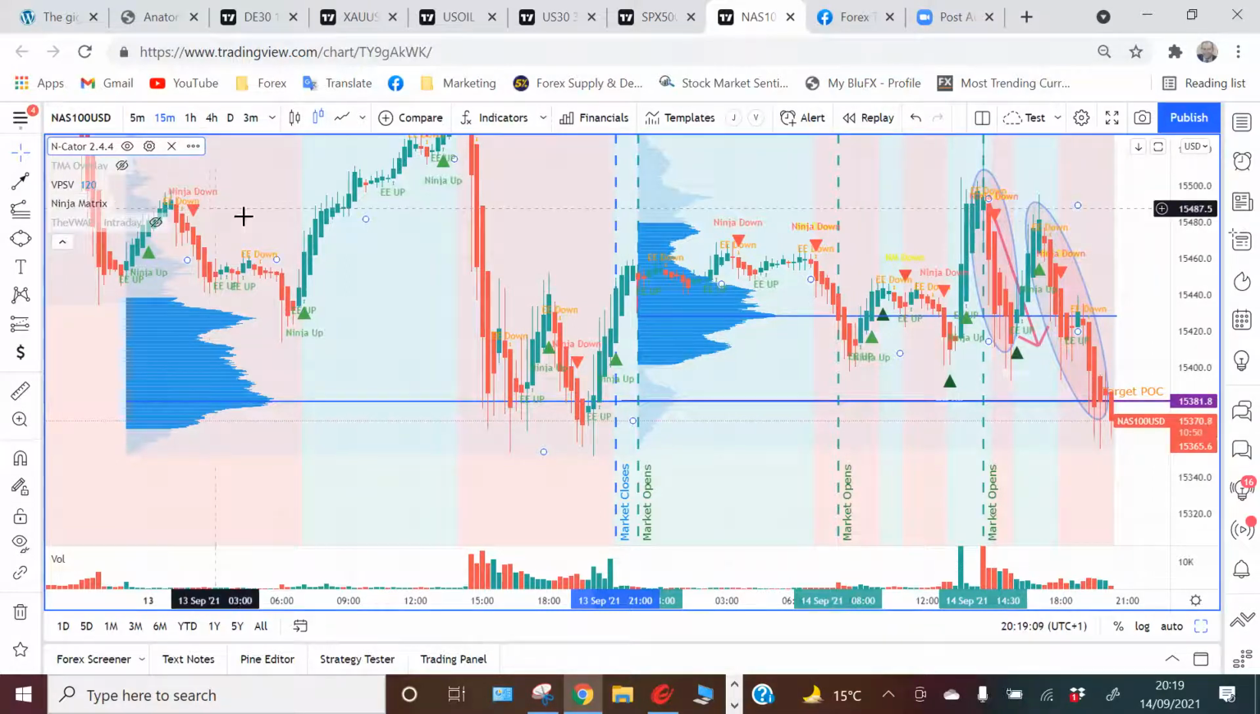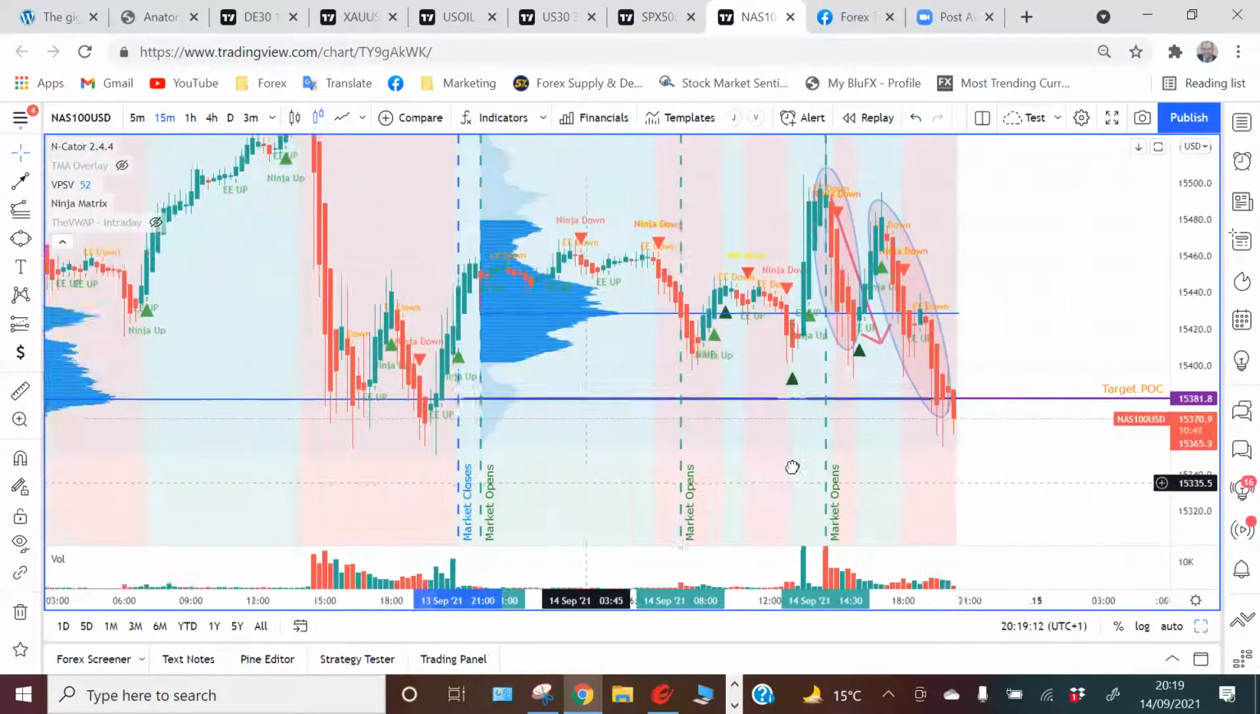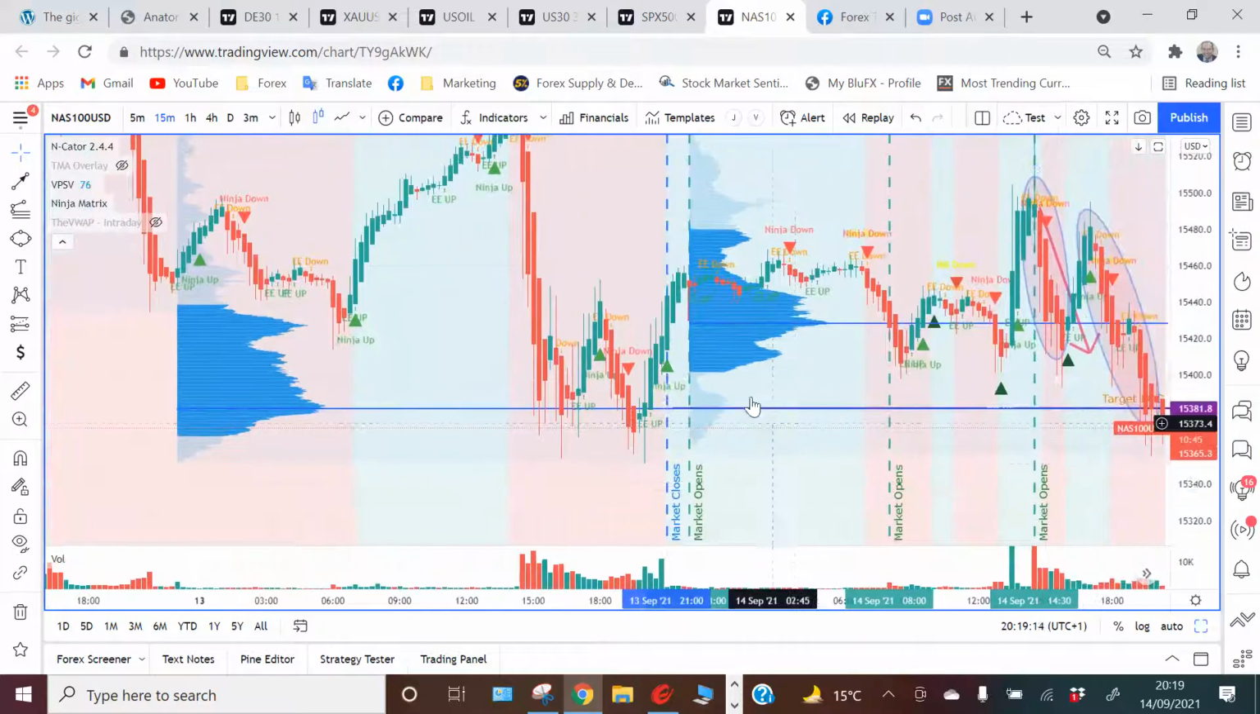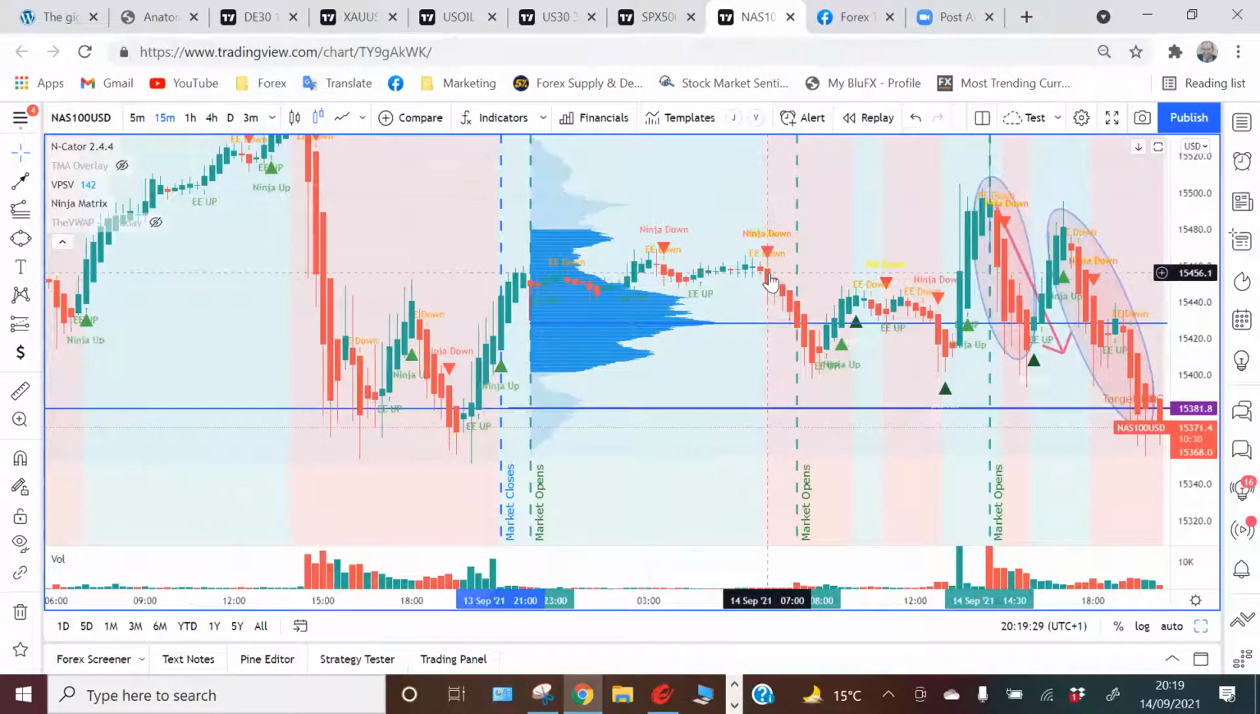Now, let me see where I am. So this is price that goes throughout the day. Now, at this point, I would have entered the trade there, right? Why do you think I would have entered the trade there? Because we're in a matrix sell zone and we have a ninja down. Yeah, that's the reason why.